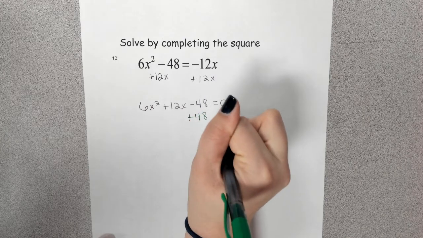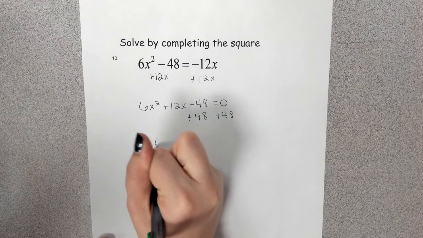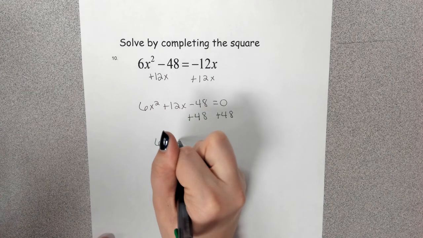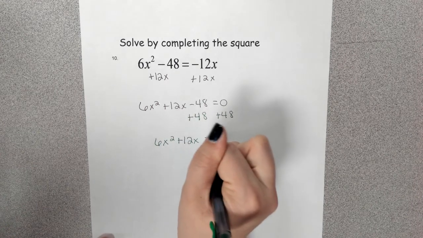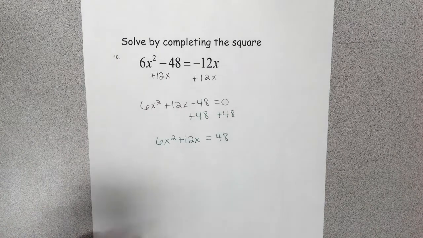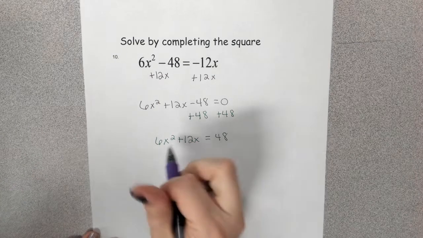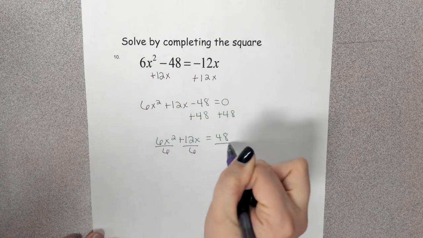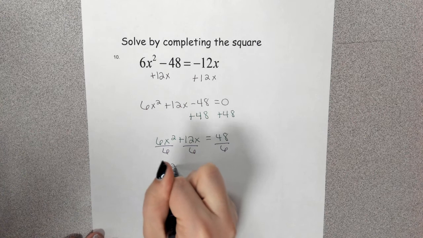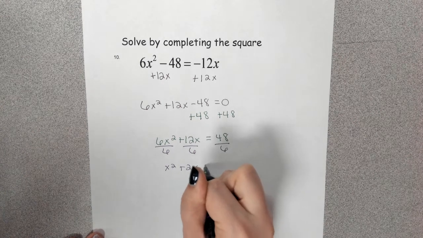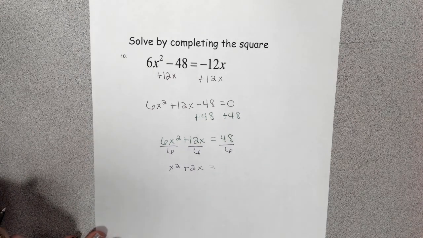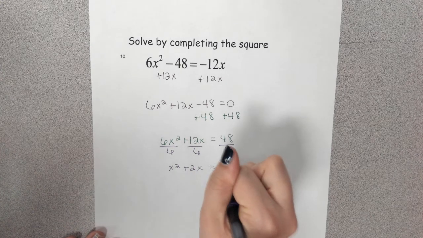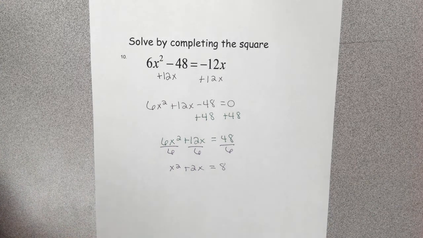It should get you the same answer. Again, I'm going to add 48 because you need constants on one, variables on the other. So 6x squared plus 12x equals 48. After I do this, I want that leading coefficient to be 1, so I'm going to divide this by 6, and this by 6. So I have x squared plus 2x equals 48 divided by 6, which is 8. Okay, I didn't leave my space like I normally do, but it doesn't matter. We can come back and do it.